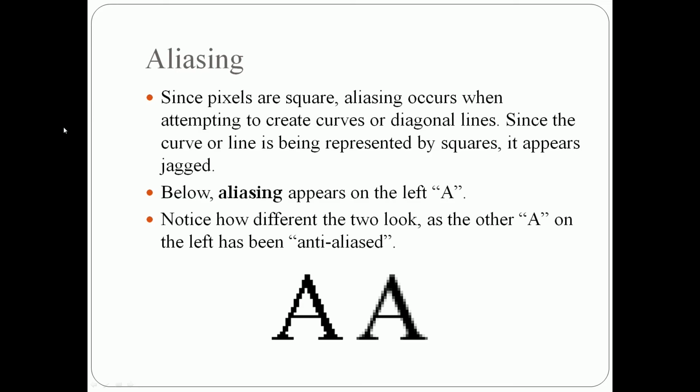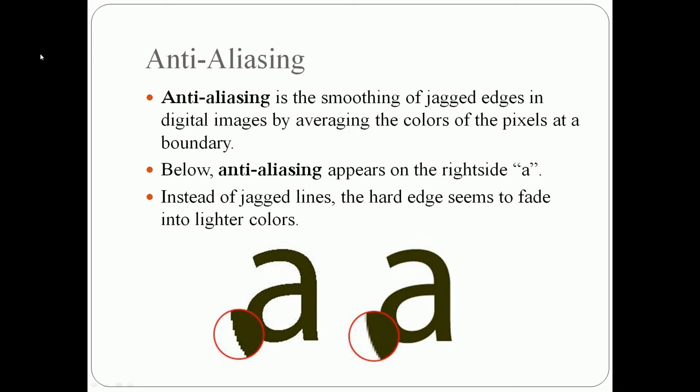But on the right, we have what's called anti-aliasing. Anti-aliasing is the smoothing of jagged edges in digital images by averaging the colors of pixels at a boundary. Below, anti-aliasing appears on the right side A. Instead of jagged lines, the hard edge seems to fade into lighter colors. Instead of the edge running to black, it runs to gray, then light gray, then white to fade the edge.